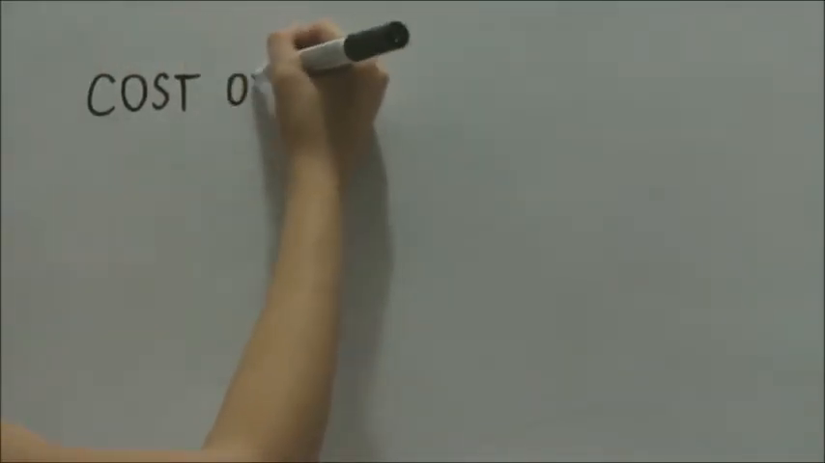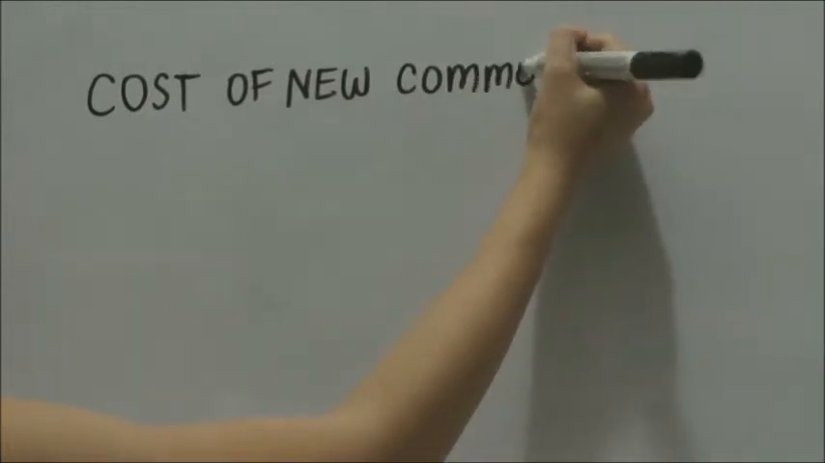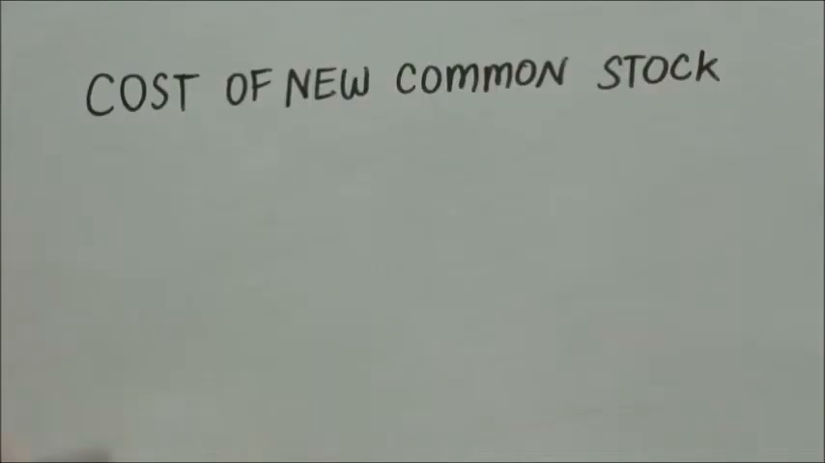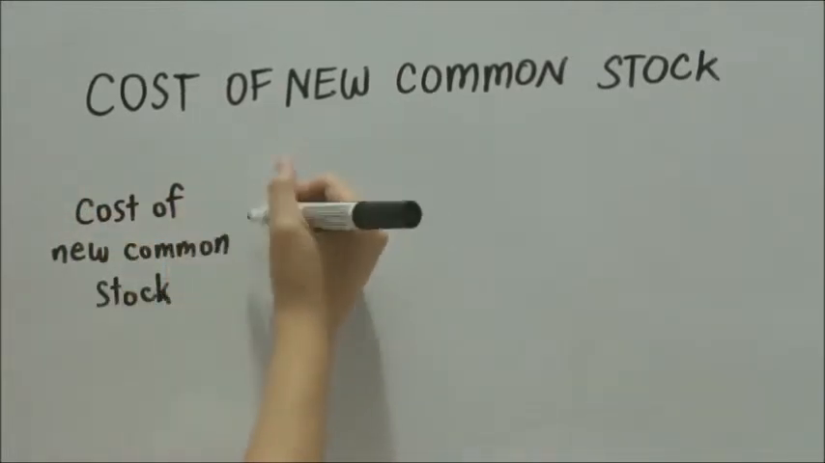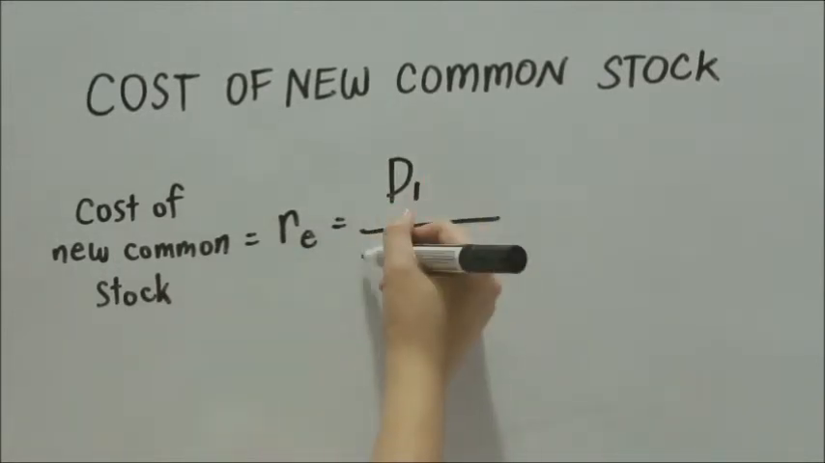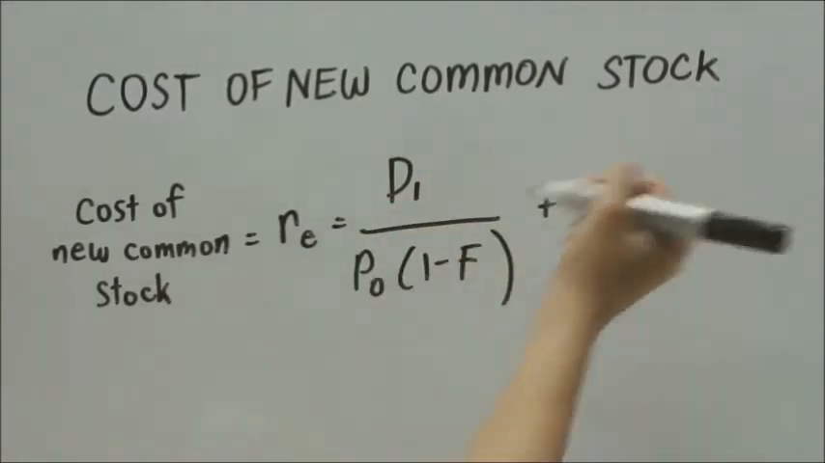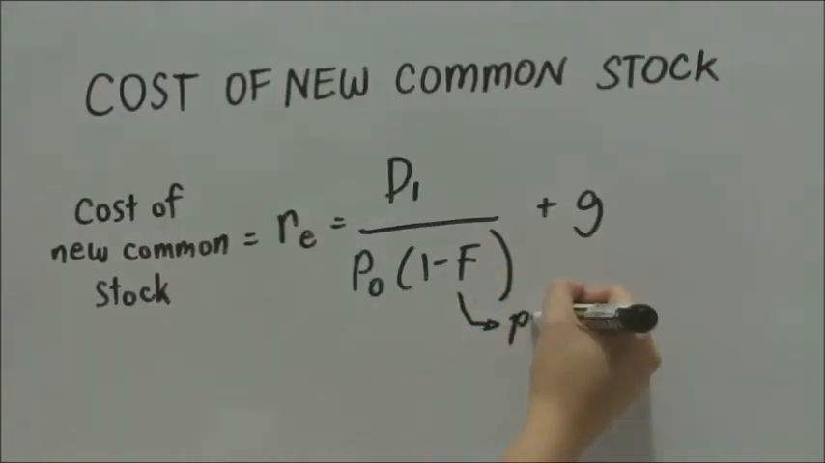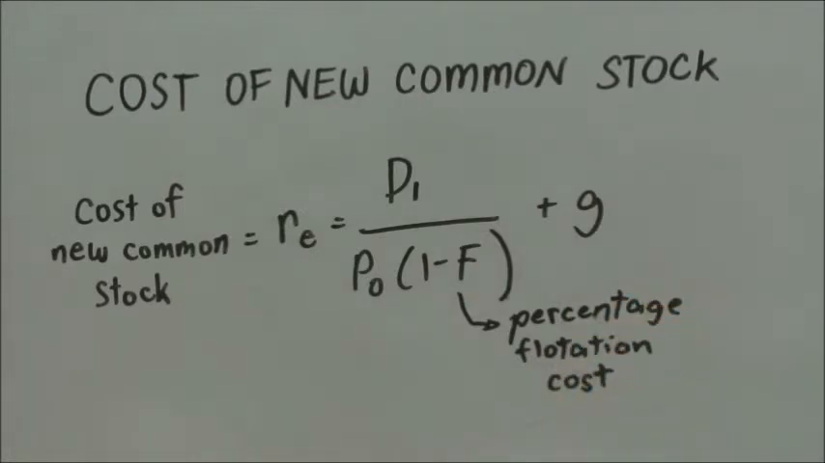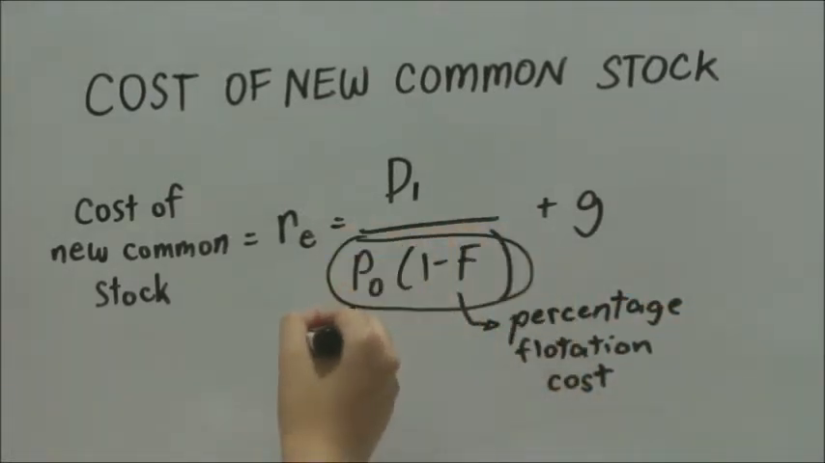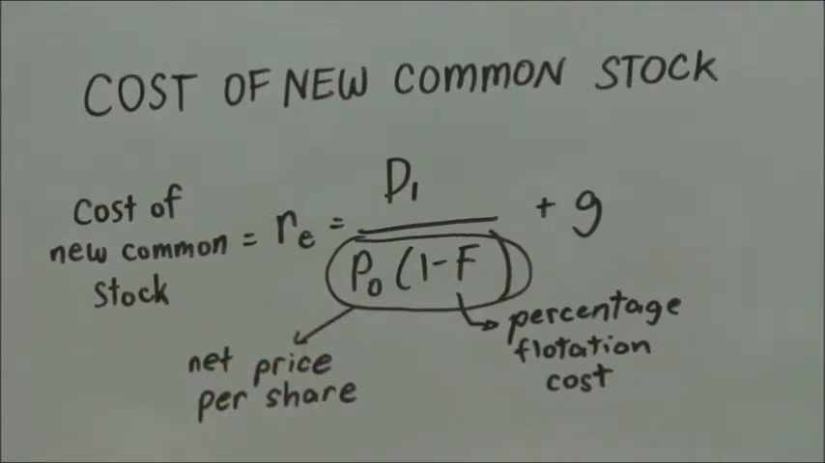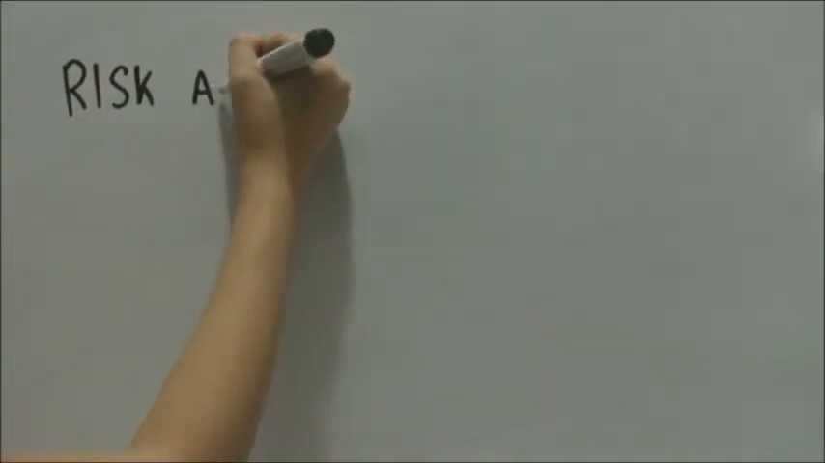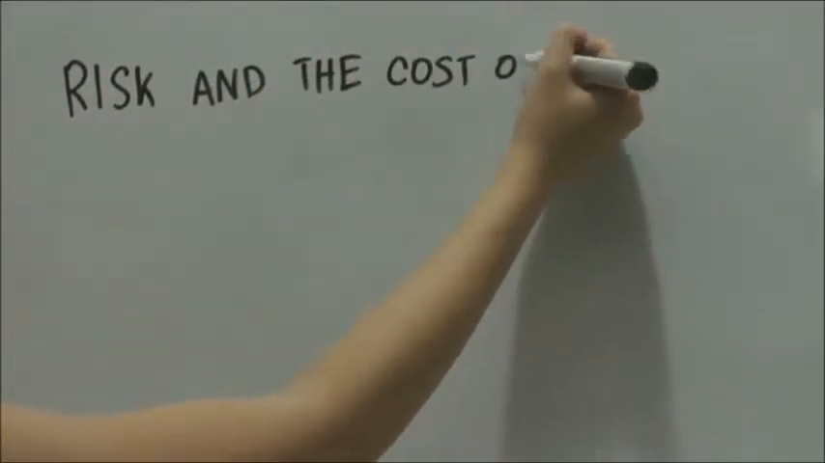We now move to the cost of new common stock. The formula used for this is the following. Here, F is the percentage flotation cost required to sell the new stock. So P0 (1 minus F) is the net price per share received by the company. In understanding all of this, we now discuss risk and the cost of capital.